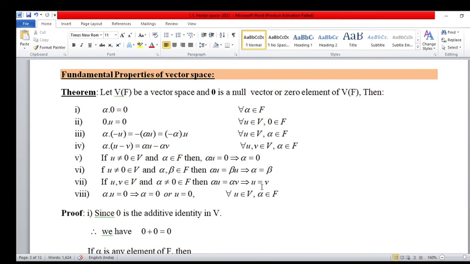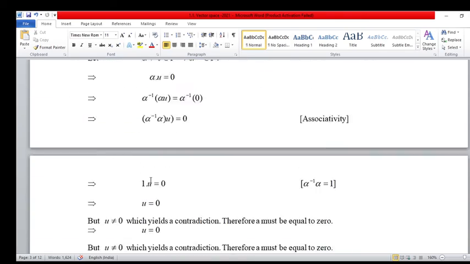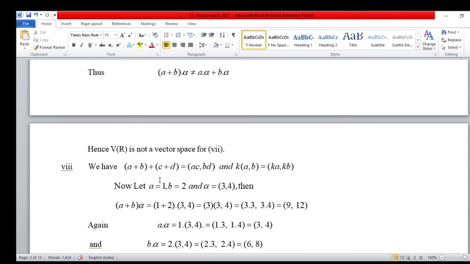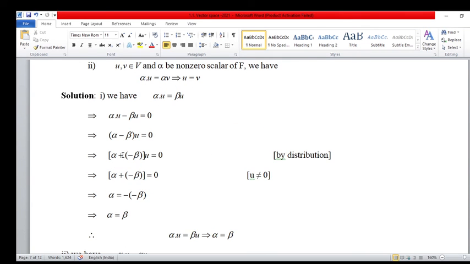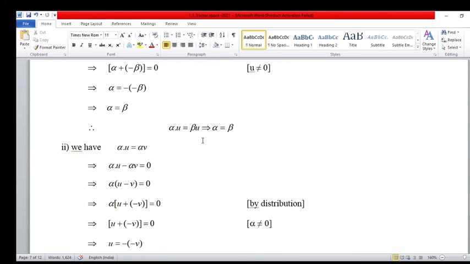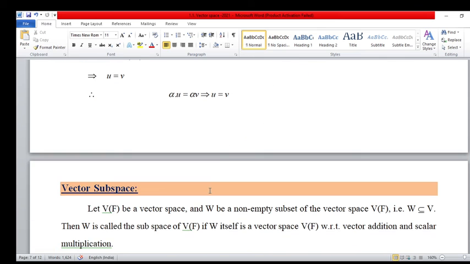These are the fifth and sixth conditions. This is the example. So we have alpha u is equal to beta u. Now change the side with a minus sign. u is common, u does not equal 0, this is already given as non-zero. So this is equal to 0. Converting the minus part into plus, alpha is equal to beta. The first part is clear, and the second part is also clear. This is the second proof.